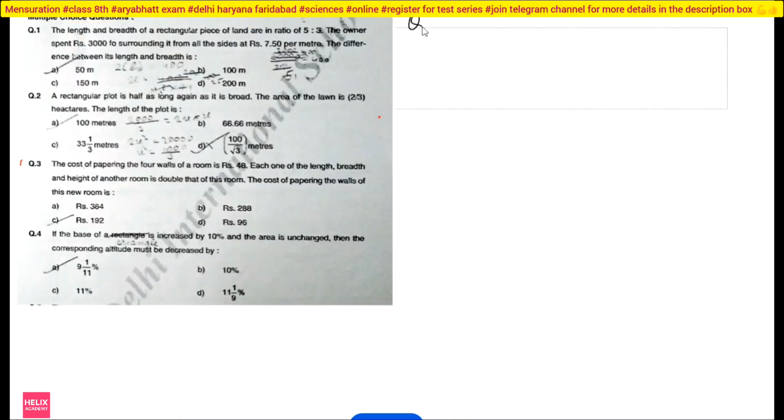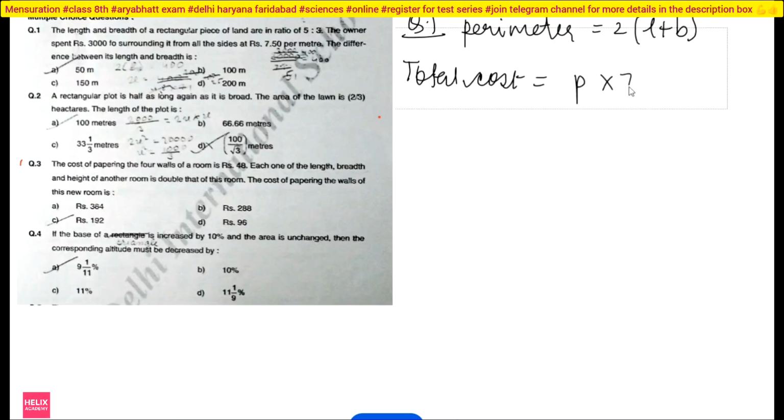Okay. Now see question number 1. The length and breadth of a rectangular piece of land are in ratio 5:3. The owner spent rupees 3,000 for surrounding it from all sides at rupees 7.50 per meter. They are asking about the difference between the length and breadth. For surrounding, we have to use the perimeter law. The perimeter formula is twice of length plus breadth, since they are talking about a rectangular plot. So total cost is perimeter into 7.5 equal to 3,000, right?